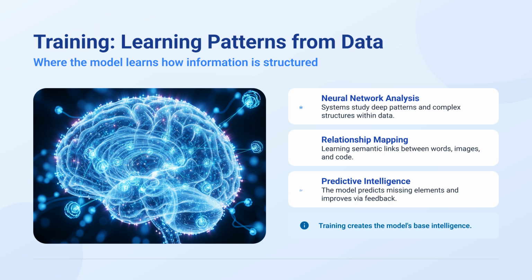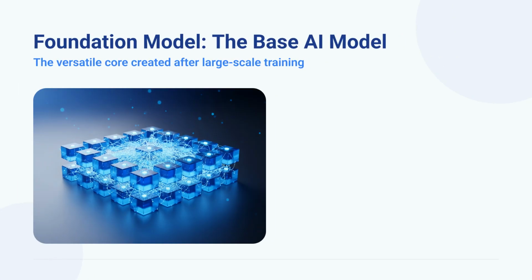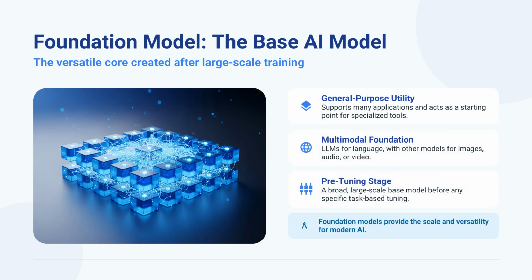Training is where the model learns patterns from data through neural network analysis. It involves relationship mapping and predictive intelligence, ultimately creating the model's base intelligence. The foundation model is the versatile core created after large-scale training. It offers general-purpose utility and can serve as a multimodal foundation for various types of content. It provides the scale and versatility for modern AI.